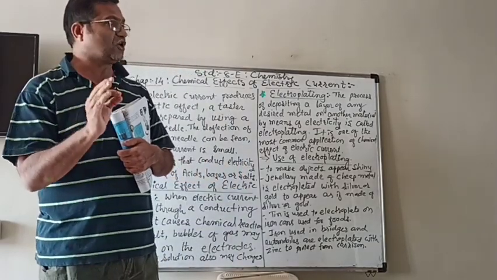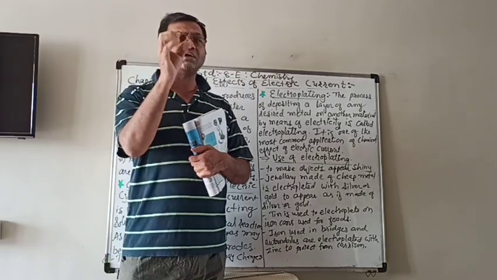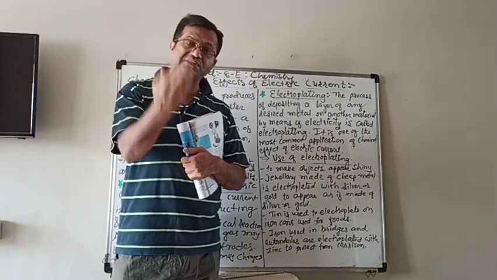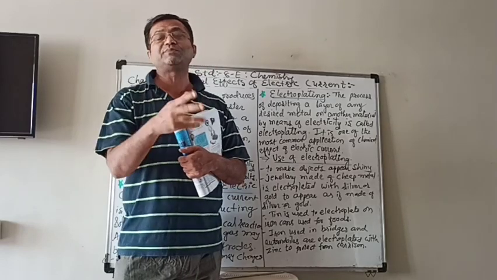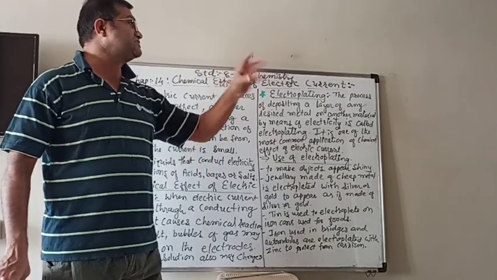So that is called electroplating. From copper or other metals, ornaments are made and then silver or gold is plated on them. So that looks like real gold or silver metals.